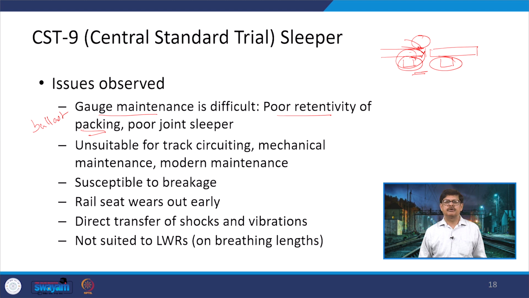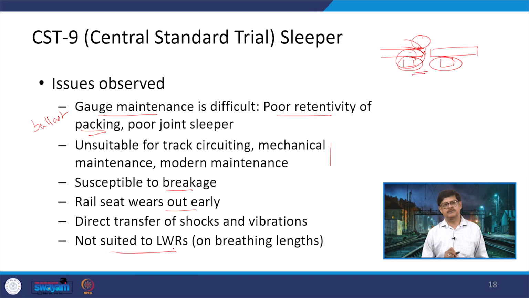It was unsuitable for track circuiting, and it was a mechanical maintenance problem. It was also not found good for the modern maintenance practices which have been adopted now, using different equipment. So, there was an issue with respect to the maintenance side. It was susceptible to breakage. The rail seats were still wearing out early in this case, and there was a direct transfer of shocks and vibrations to the lower medium, that means the ballast, and that was creating a problem in terms of a loosening effect in the ballast.